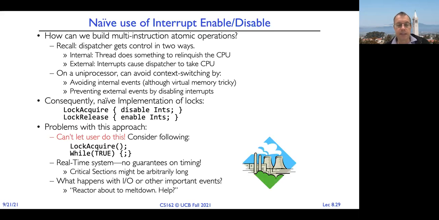And there are many other reasons, like for real-time systems, there is no guarantee of timing, because the critical section can be arbitrarily long. And obviously, what happens when there are very important IO events, right?